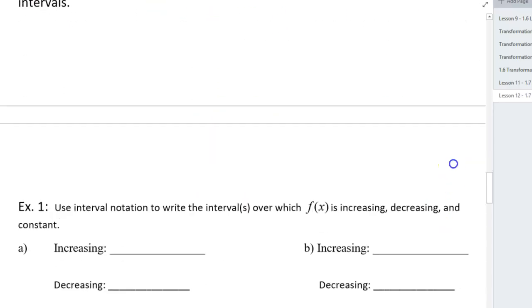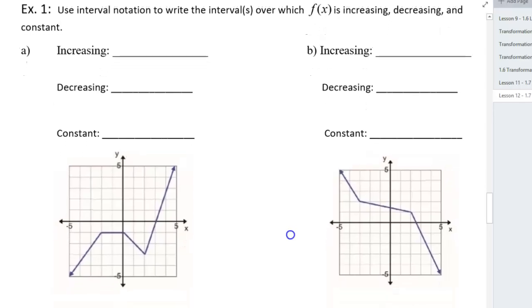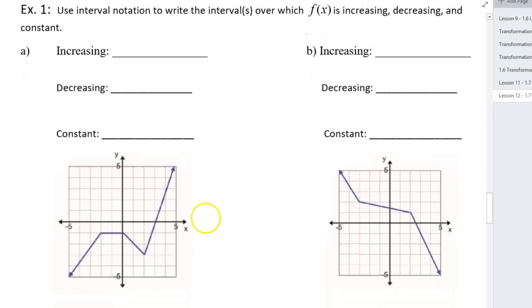All right, so let's look at a few examples. In example 1a, we're given this graph here. So it looks like we're going up. Then this would be constant. This would be decreasing, and this would be increasing. So it's increasing on this part of the graph and this part of the graph.